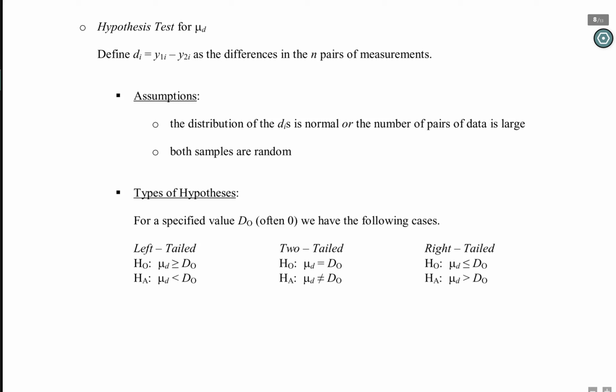Now, we can test here, is the mean difference large? Okay, here I'm looking at the right tail test. Is the mean difference large? Is it bigger than D naught? D naught is a specified value. Typically it's chosen to be 0. It doesn't have to be though. It could be something other than 0, to check to see if the mean difference is larger than some specified value. So we'd have a right tail test, left tail test, two tail test on the mean difference.